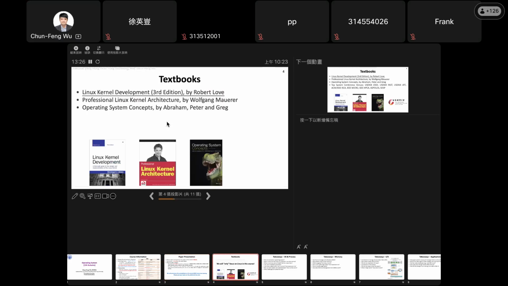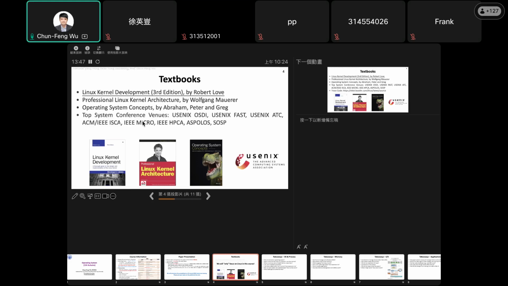All right. So textbooks, actually, most of our materials are from Linux Kernel Development, 3rd edition by Robert Love. And then we'll get some other things from the rest of the 2 book series. So if you are interested, you can just get the books and read them. And then some of our materials also are from conference venues, lots of it.